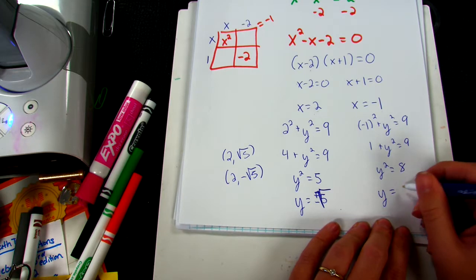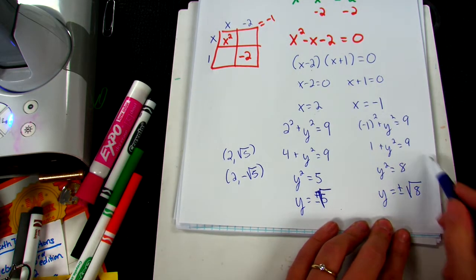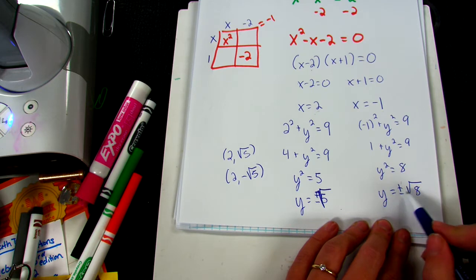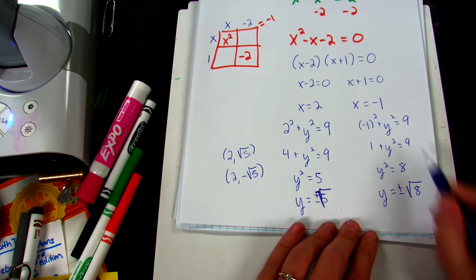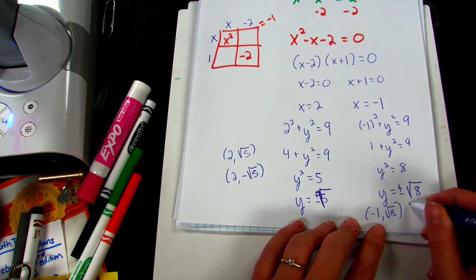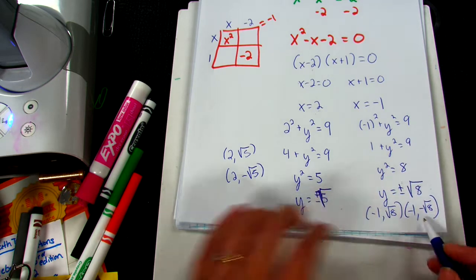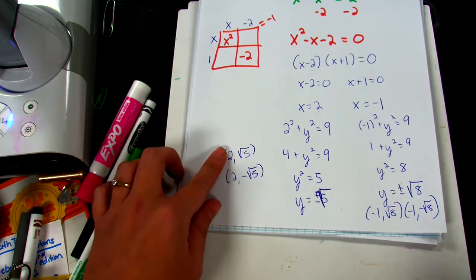So y is equal to plus or minus the square root of 8. Again, when we square root both sides, we had to do plus or minus. So we get two answers for this x. We get -1 positive square root of 8, and then we get -1 negative square root of 8, right? So we got 4 answers.